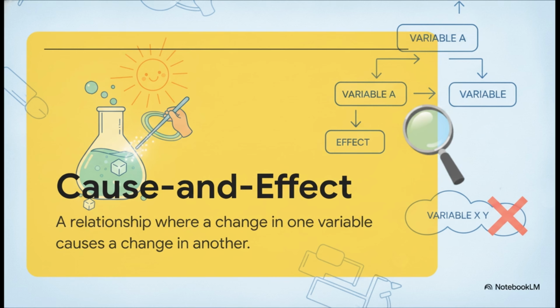Just because two things happened at the exact same time absolutely does not mean one caused the other. We have to prove it. So how exactly do we prove it? Well, there are 3 strict criteria.